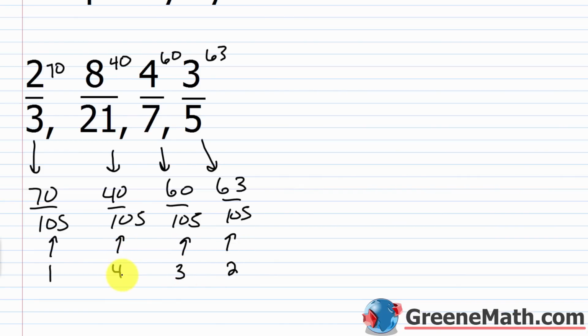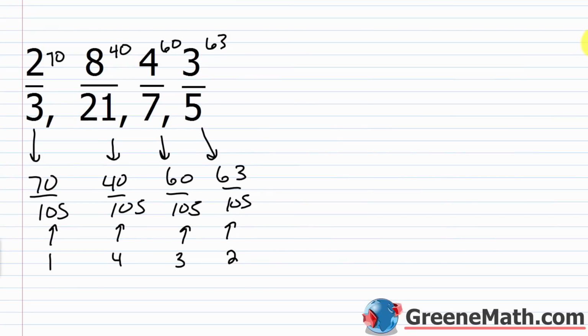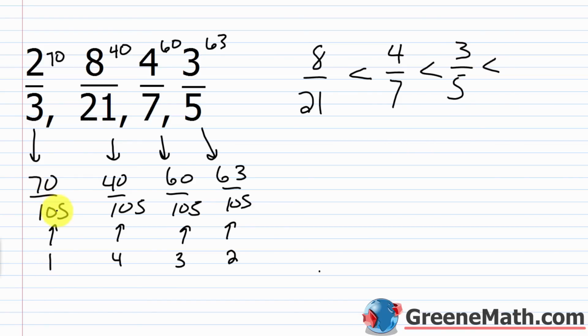Now, if we look back at our instructions, it says arrange each group from smallest to largest using inequality symbols. So your smallest fraction here, if you look at the numbers, the fourth fraction is the smallest one. So that's 40 over 105, or the original fraction that we started with, 8 over 21. And that's going to be less than, if you look at the number 3, we have 60 over 105, which the original fraction was 4/7. That's going to be less than. Then we look at number 2, we have 63 over 105. The original fraction there was 3/5. And then the largest fraction, the number 1, we have 70 over 105. And again, the original fraction was 2/3.